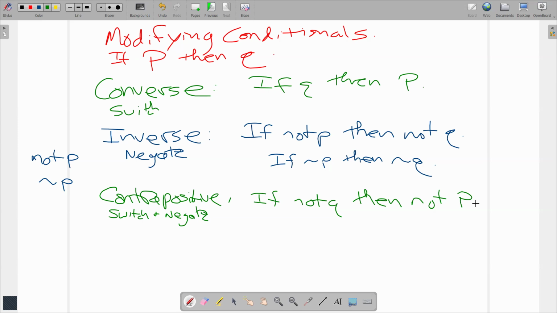So we have the original statement. We have its converse, which is just switch the premise and the conclusion. We have the inverse, which means leave the same order, but just negate them both. And a contrapositive, which means switch them and negate.